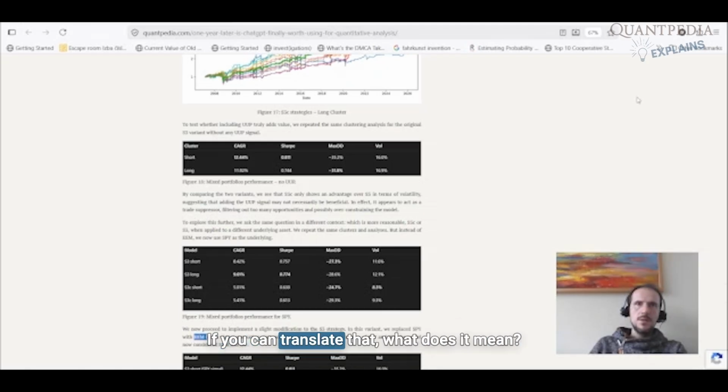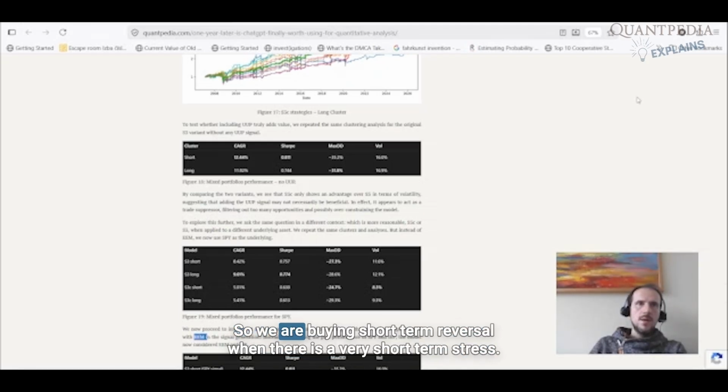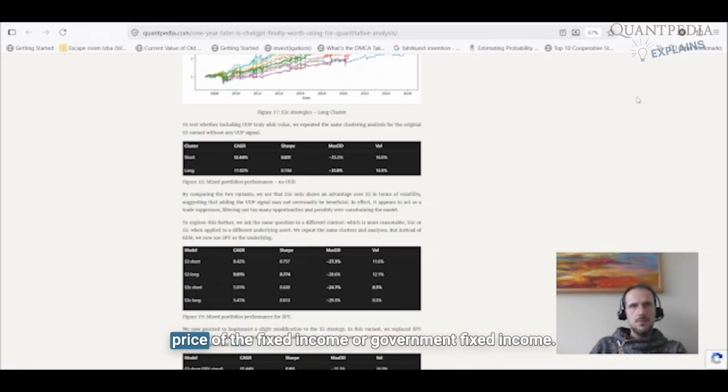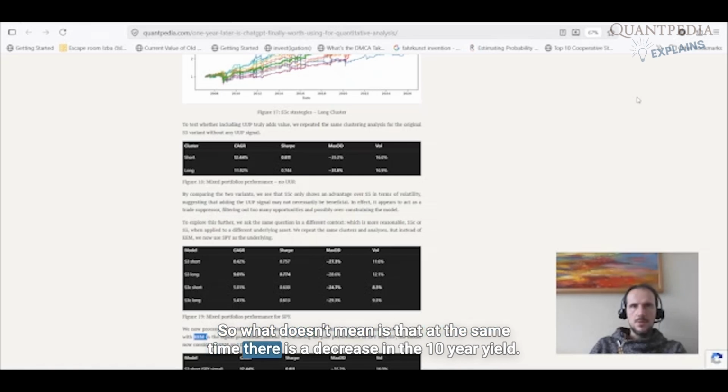If we translate that, what does it mean? So we are buying short-term reversal when there is very short-term stress. So if there is a 2 or 3 day correction in the emerging markets, and at the same time there is a jump in the price of fixed income or government fixed income, what it means is that at the same time there is a decrease in the 10-year yield.